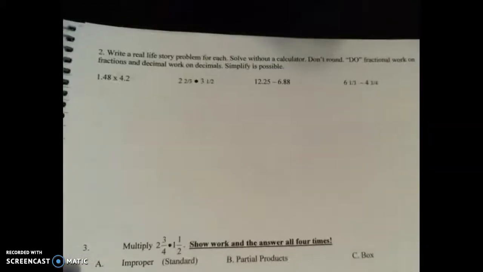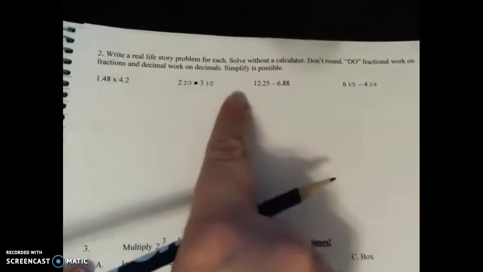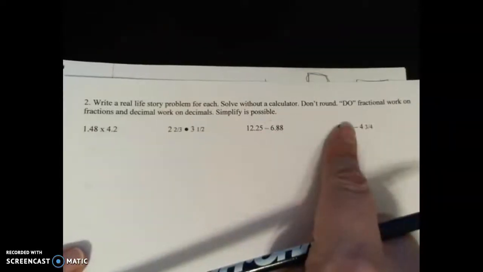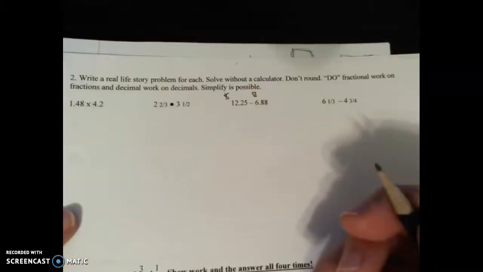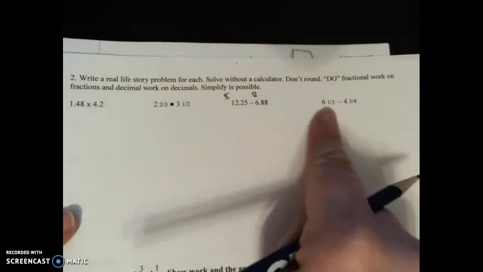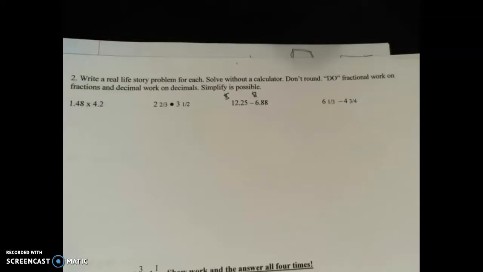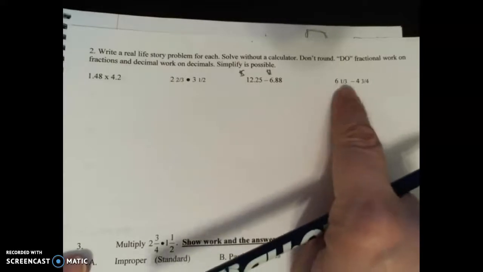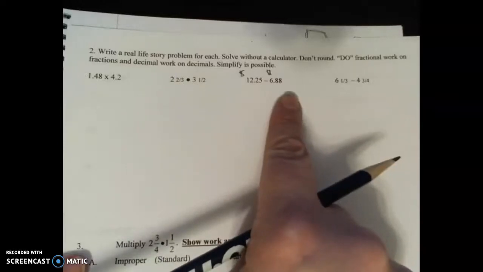Okay, so here we're going to write a story problem, solve without a calculator, don't round, do fractional work. Okay, so again, we talked a little bit about this in class. Adding and subtracting are combining or taking away. All right, so again, money is always good. Weight, we tend to do decimals, things like that. With fractions, you could do cooking. You could do, like, there were 6 1/3 pizzas. We ate 4 3/4 of the pizza, how much pizza was left. But again, units have to match on these, okay?